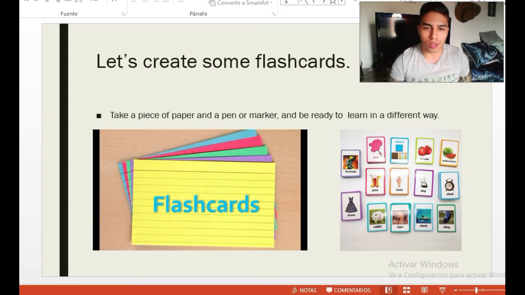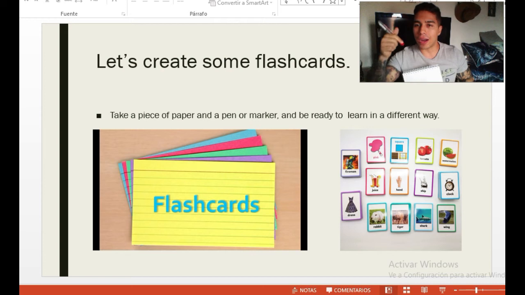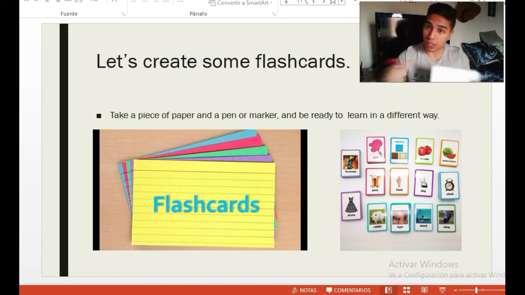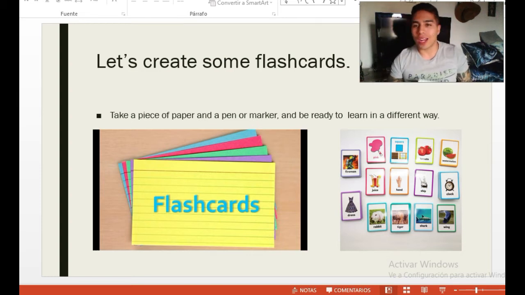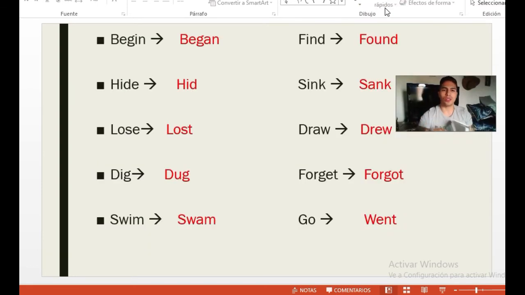You are going to take a piece of paper. As you can see, it doesn't matter if it has lines or not. Just take a piece of paper, a marker or a pen. It doesn't matter, a pencil, a pen or a marker, something to write. And then we are going to do this activity because we are going to learn in a different way. So my dears, as you can see, today in this class we are going to learn 10 irregular verbs.